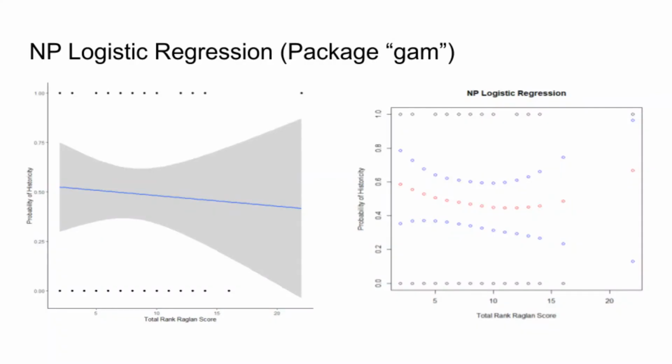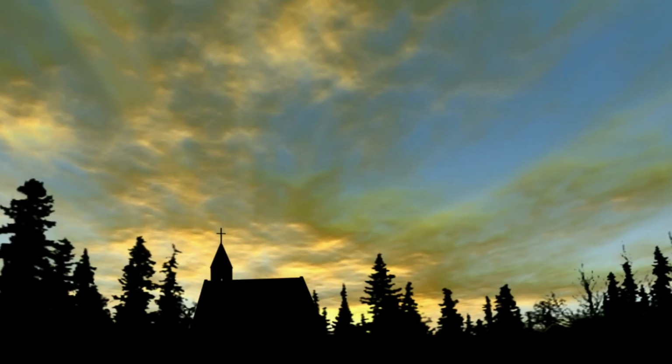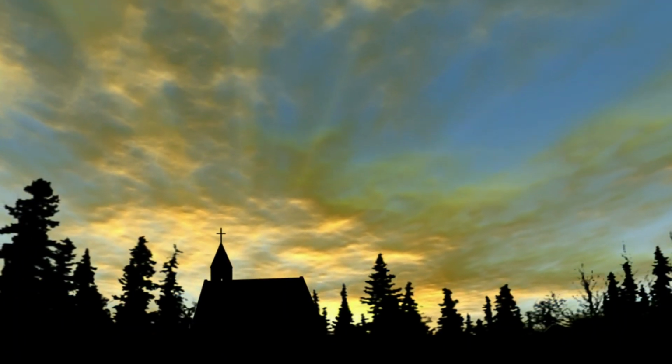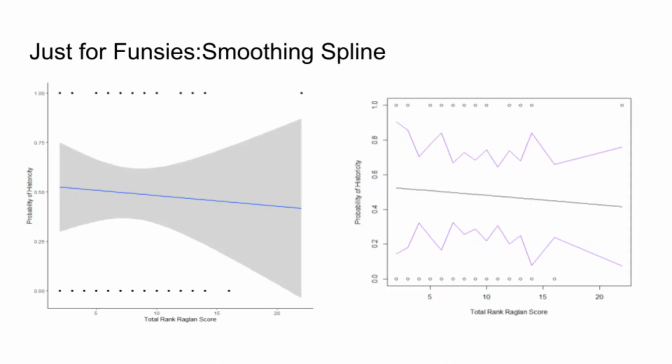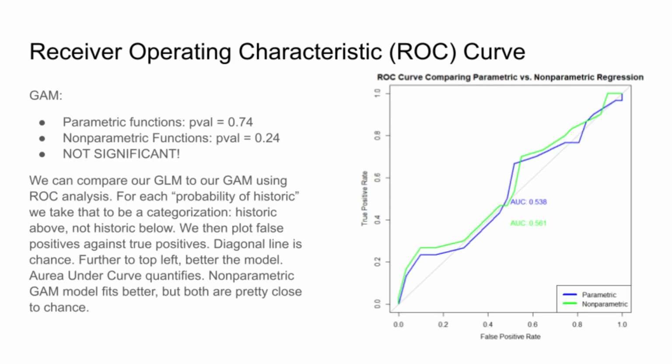Okay, so here are the results of the non-parametric logistic regression. You can see it's slightly better than the parametric version, especially around outliers like our good old buddy Mithridates of Pontus. But the error bars are the same, and indeed the output of the GAM package in R reports no statistical significance. Rank-Raglan is extra irrelevant in the historicity discourse. Just for funsies, I tried the same thing with the smoothing spline algorithm, and got the same results as the parametric model.